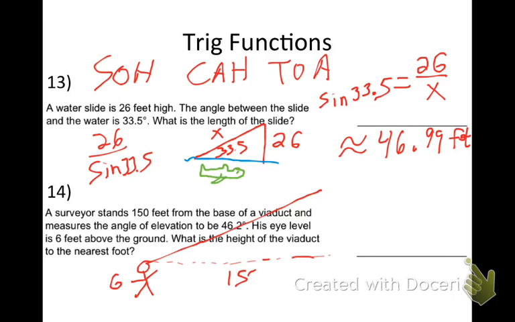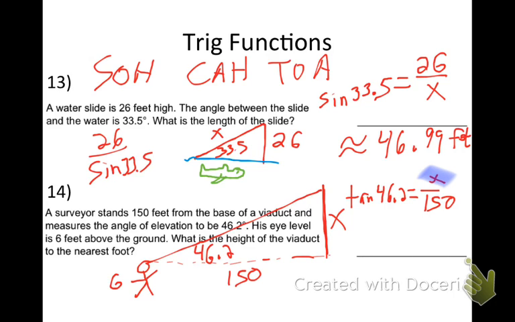It's 150 feet here. We want to find the height of the viaduct. My angle is 46.2. I want to find the height. What trig function would I have to use here? I would have to use tangent. So I would say the tangent of 46.2 equals x over 150. Again, why is the x over? Because it's opposite over adjacent. Now, if I look at it, x is in the numerator. So what am I going to do with my two values?